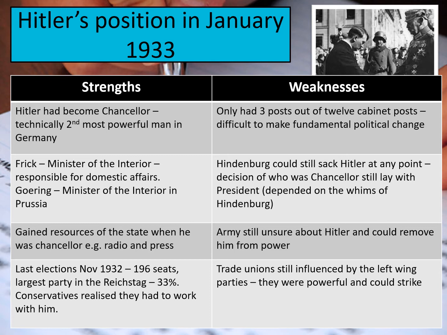To begin with then, we're going to think about the strengths and weaknesses of his position. So he'd been asked to be the Chancellor in January by President Hindenburg, who had been convinced by people like his son Oscar and also von Papen that Hitler was somebody that they could control. So they let him be Chancellor in January.